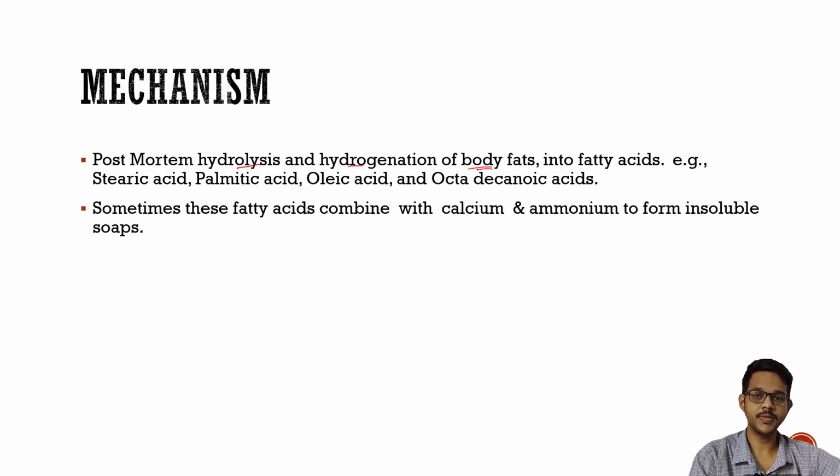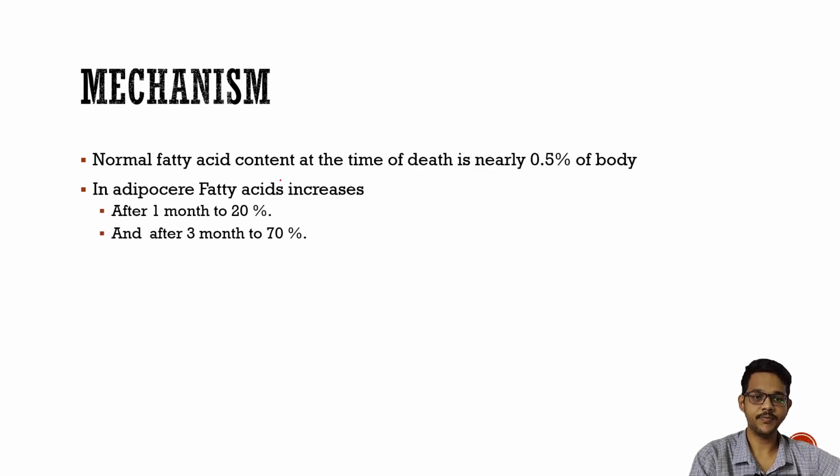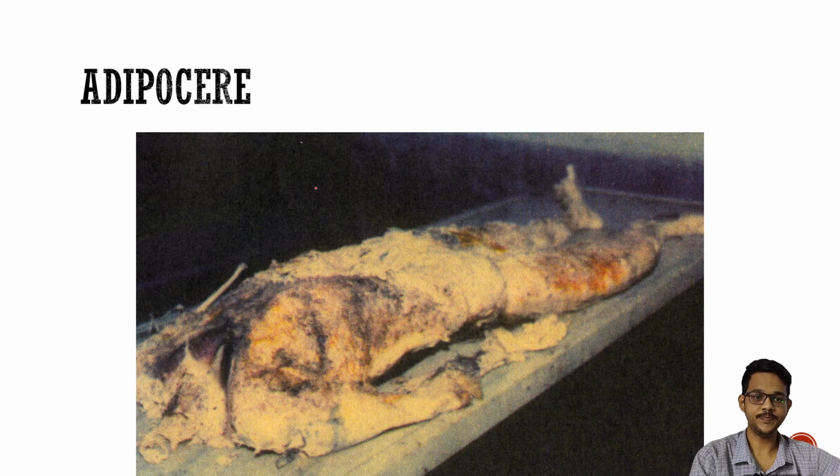Body fats which are present in the cheeks and buttocks area are converted into fatty acids, mainly stearic acid, palmitic acid, oleic acid, and octadecanoic acids. These acids may combine with calcium and ammonium to form insoluble soaps and wax. Normal fatty acid content in the body is around 4.5%, but in adipocere formation, it increases to 20% at the end of 1 month and to 70% up to 3 months. 70% of the body is converted into fatty acids.